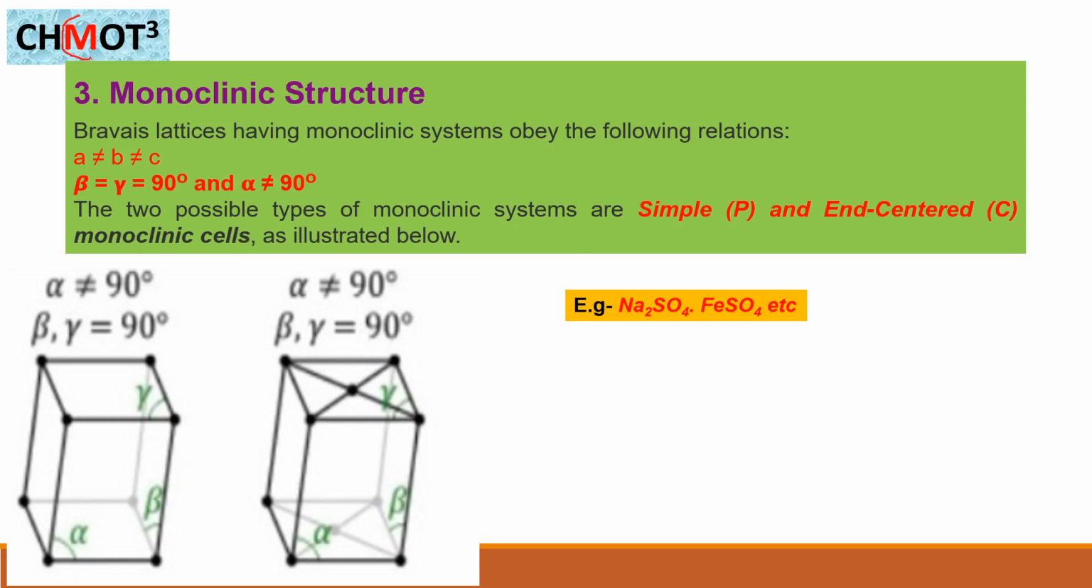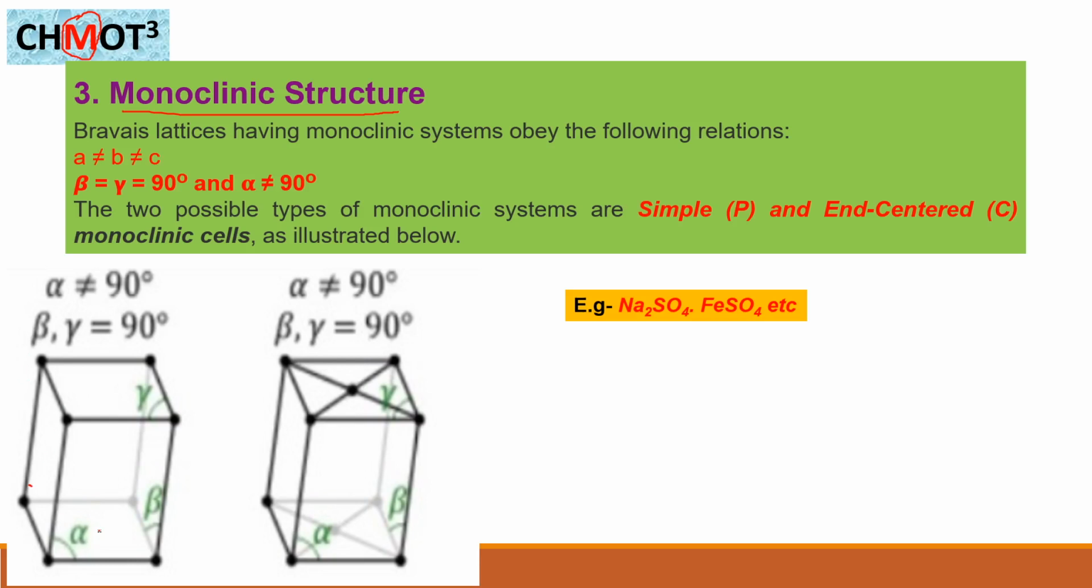structure of the monoclinic. M represents a monoclinic crystal structure or monoclinic lattice cells. Okay, so in this case the Bravais lattice having monoclinic systems obeys the following relation. So this is not a uniform cube, it's tilted, or simply we can say glided or slipped at that angle.